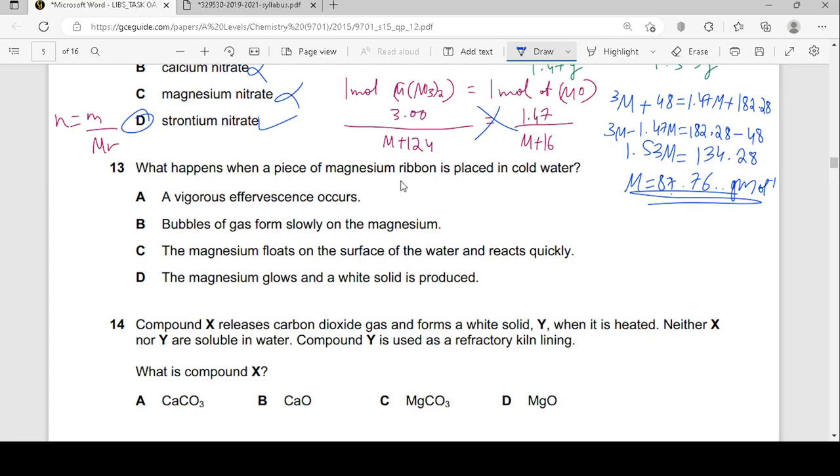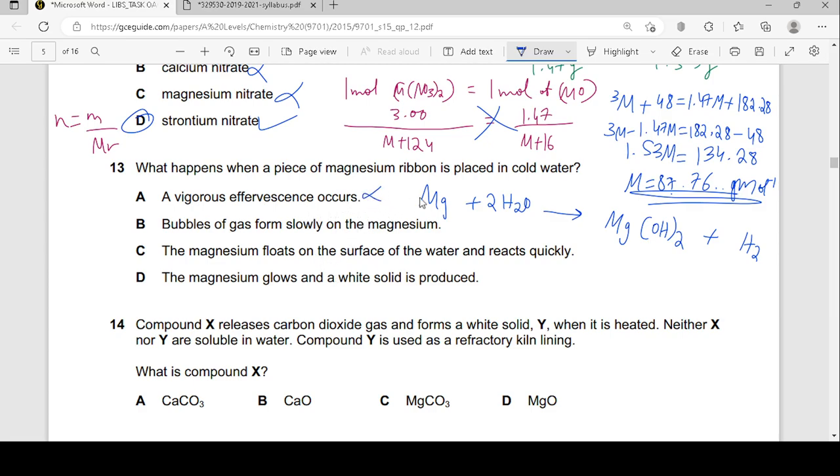So anyways, magnesium in cold water, so that's Mg plus H2O, cold, not steam. If it's steam, you get MgO, right? But it's not steam, so you just get Mg(OH)2, hydroxide, plus hydrogen gas. Now if you balance it out, you have 2 plus 2, 4 hydrogen, so I believe it's 2, and it's balanced.